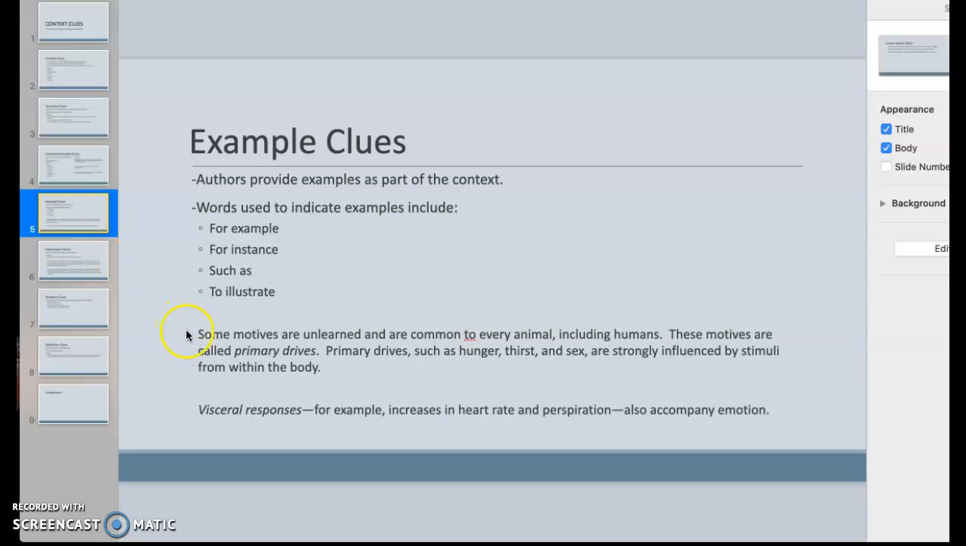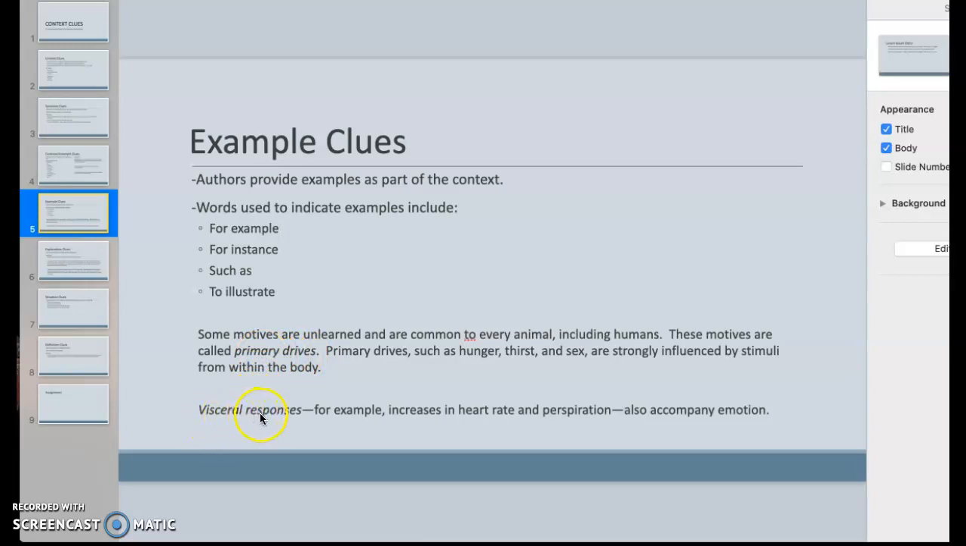Here's another example. Some motives are unlearned and are common to every animal, including humans. These motives are called primary drives. Primary drives, such as hunger, thirst, and sex, are strongly influenced by stimuli from within the body. So here, you use the phrase "such as," that's our cue, and then it lists all those primary drives. From that list, we might be able to come up with a definition of what a primary drive is.